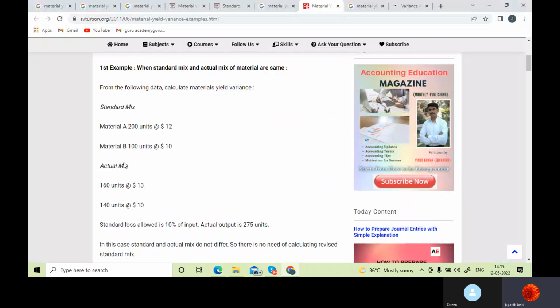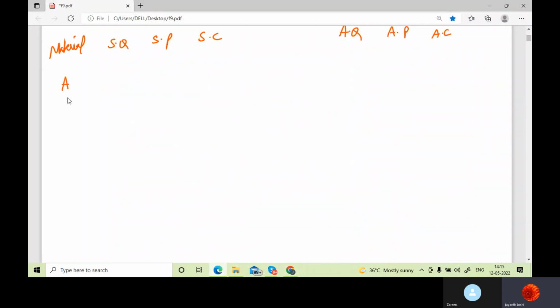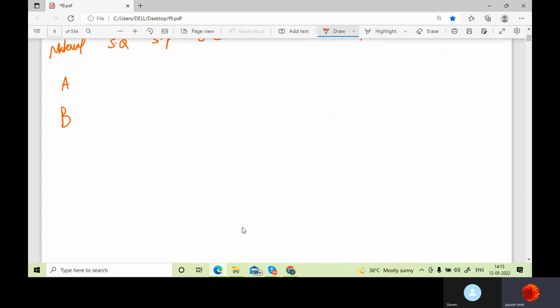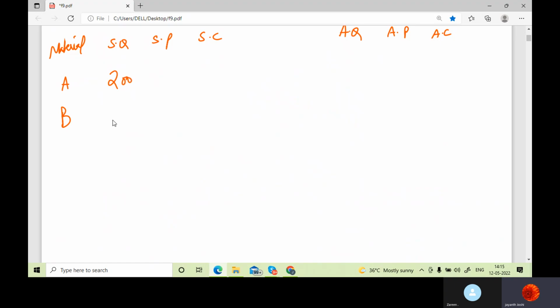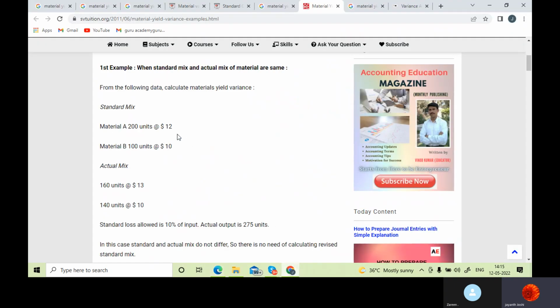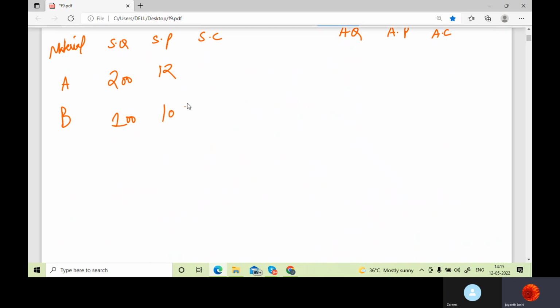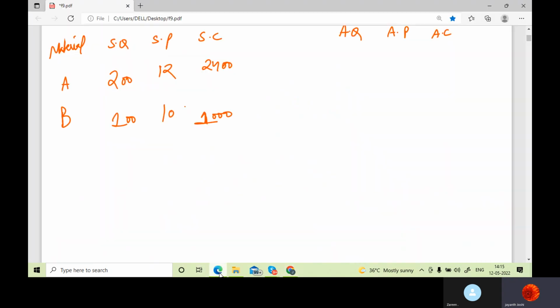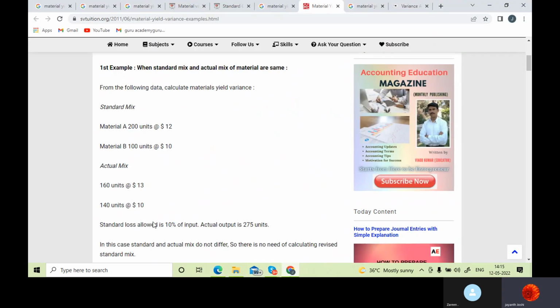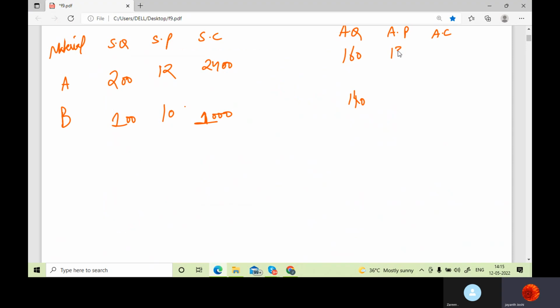The question is given to you: A, B. There are two materials. The standard quantity is 200, 100. Standard price 12 and 10. So this is going to be 2400, 1000. Okay. Actual mix 160, 140. Actual price $13 and 10. You will find out the actual cost.